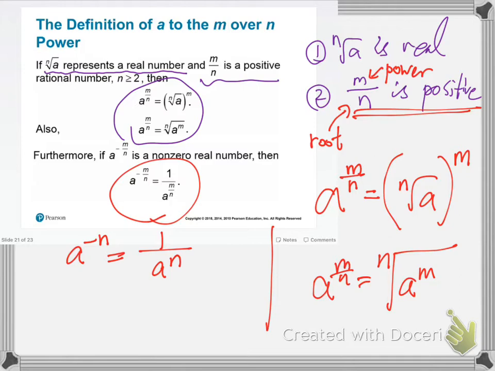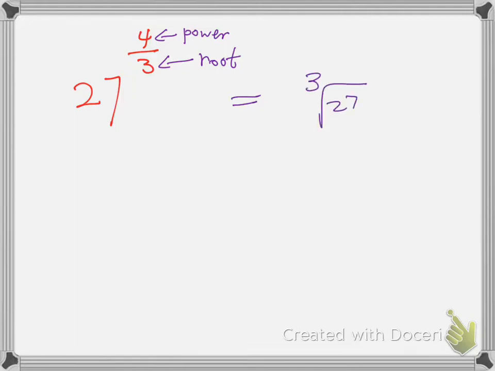Let's look at examples. 27 to the 4 over 3's power. What this definition means: the 3 down here means cube root, and the 4 up there means 4th power. I like to take the root first to make a small number. So we take the cube root of 27 and then the 4th power of that. What's the cube root of 27? 3, right? So 3 to the 4th power is 81. So we just need the definition of the rational power.